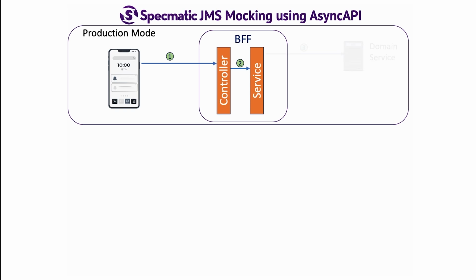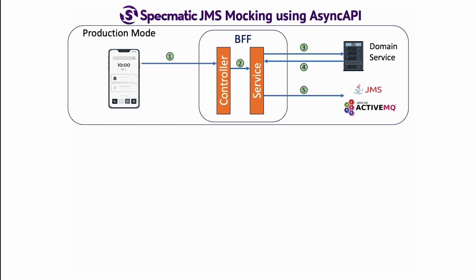The service layer fetches data from a domain service or an HTTP dependency and then drops a message on to a JMS queue, say something like ActiveMQ. Finally, the service layer responds back to the controller, which in turn responds back to the consumer.